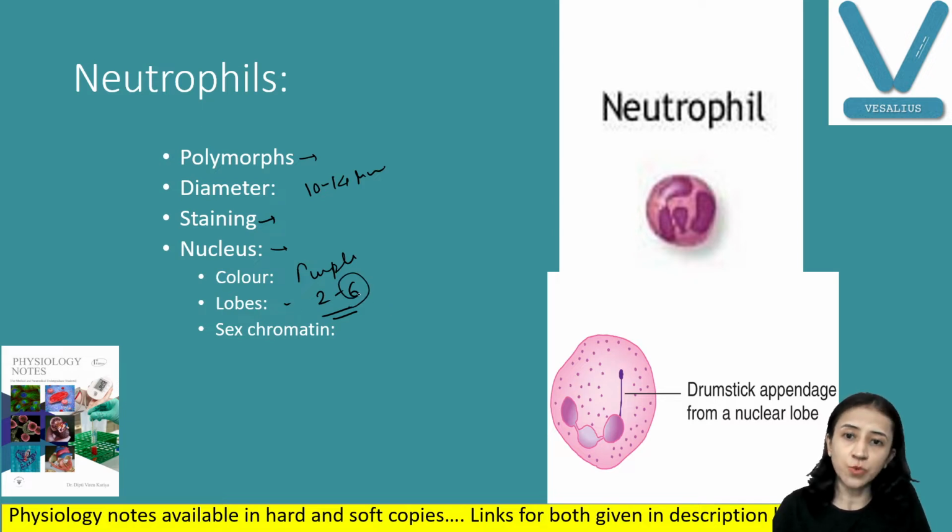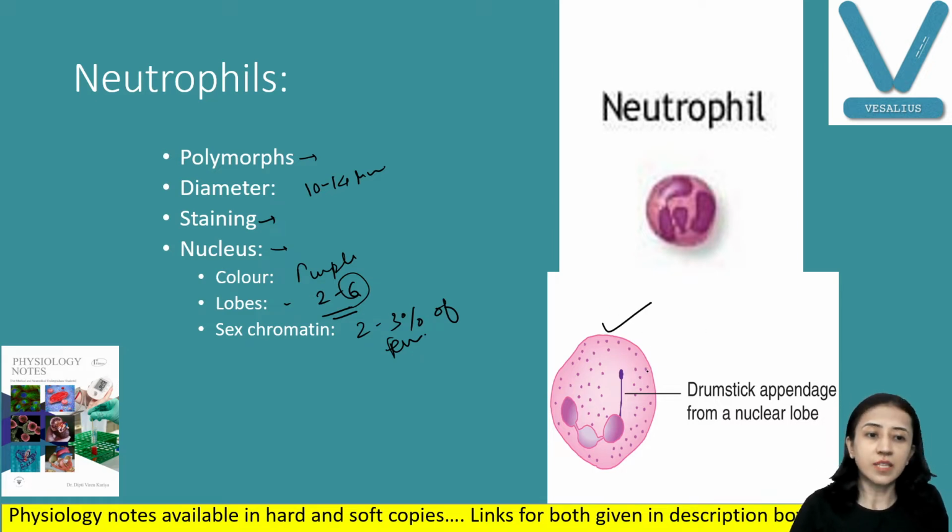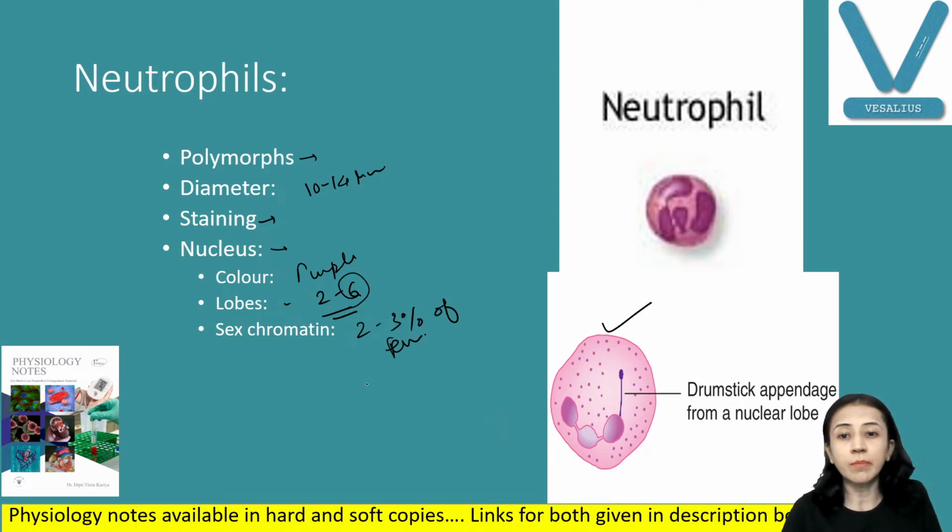A mature cell has more lobes, and it also contains sex chromatin that is present in 2 to 3% of neutrophils, and that is present in females. This gives a drumstick appearance. You can see in this diagram the drumstick appearance. That is because of the presence of sex chromatin, which is about 1 micrometer across and is attached to one of the lobes of the neutrophil.